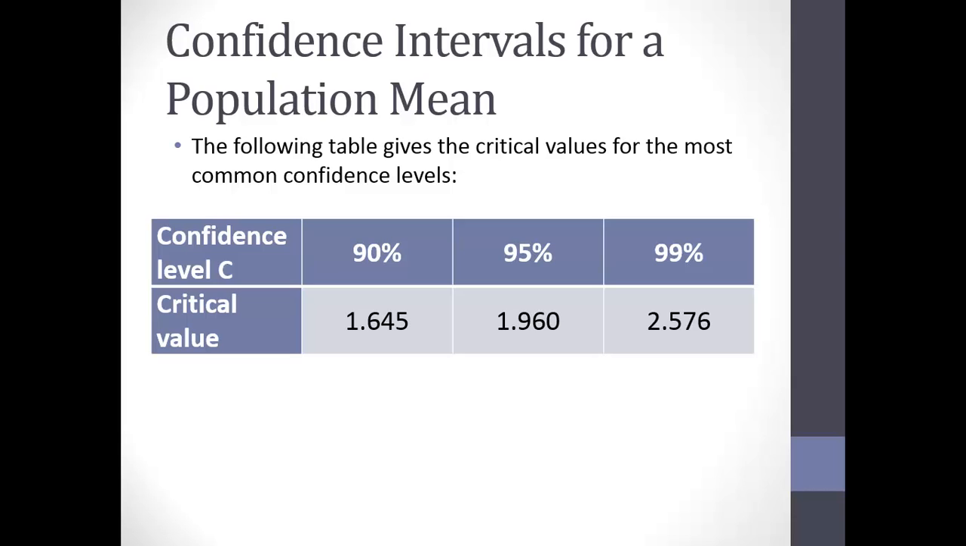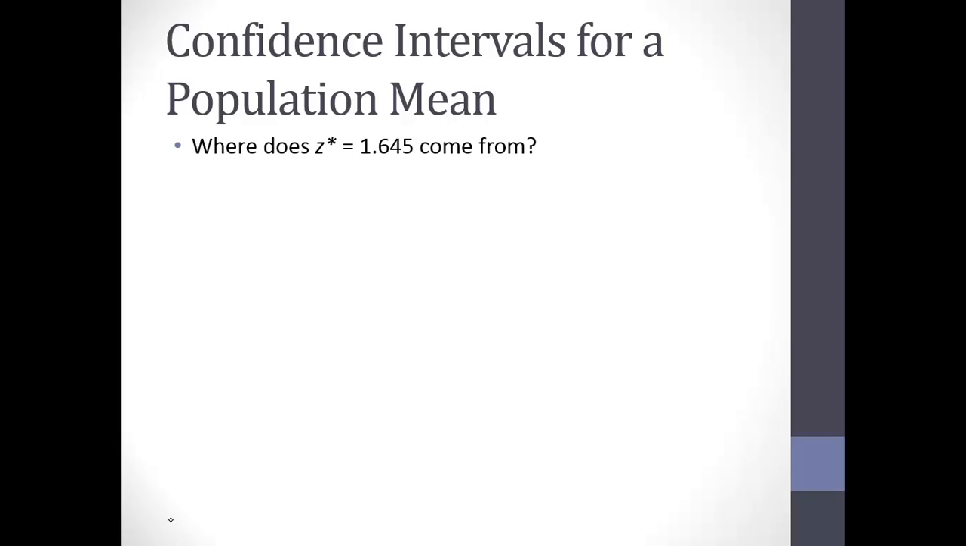Again, sort of the usual confidence levels that we have are 90%, 95%, 99%. And the critical value, the Z star, that you want to use for each of these confidence levels are these three numbers, and they are given in your notes. Went through this kind of quickly on Friday, so I wanted to just quickly show you where does, say, for example, 1.645 come from. So if I want a 90% confidence interval, why do I get a 1.645 there?